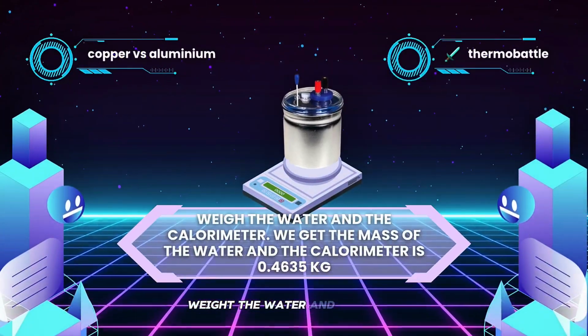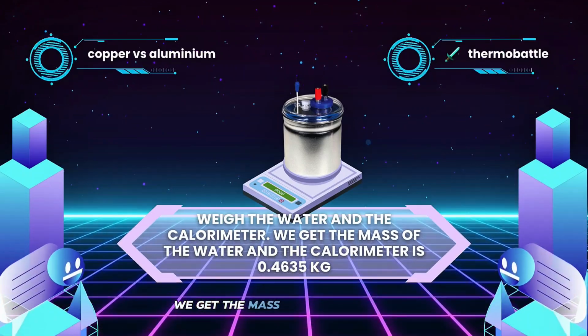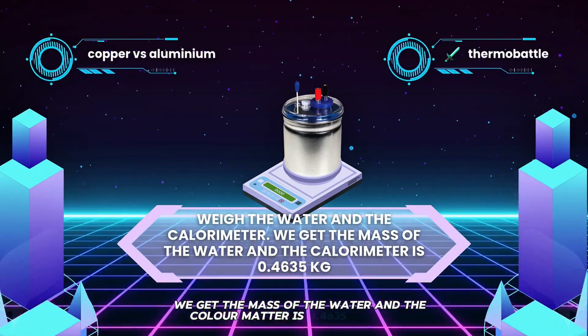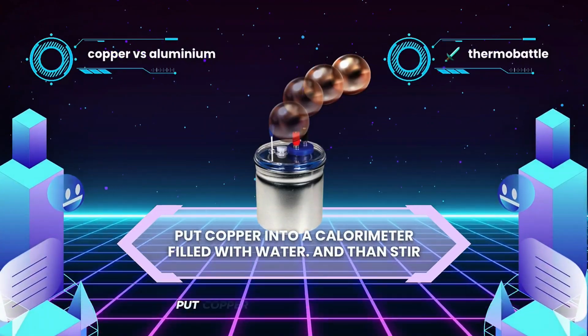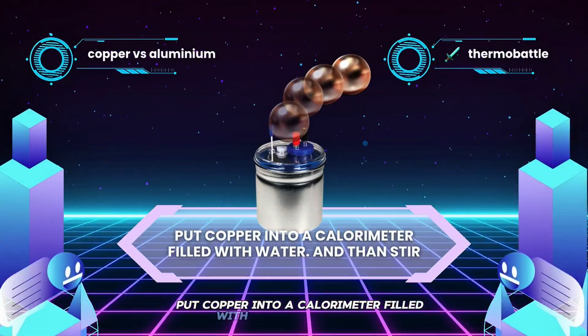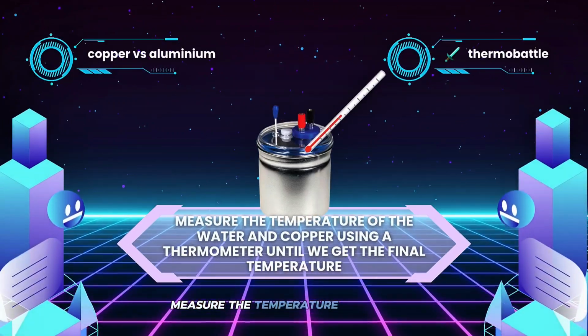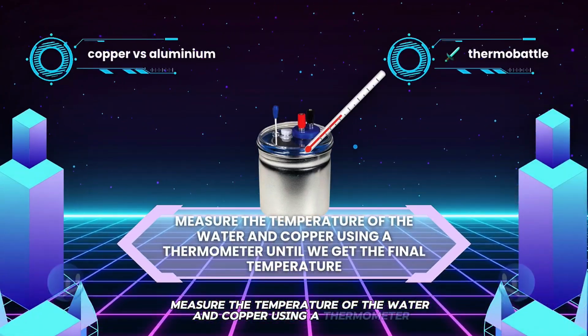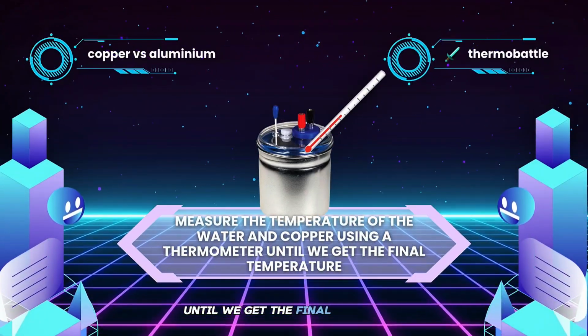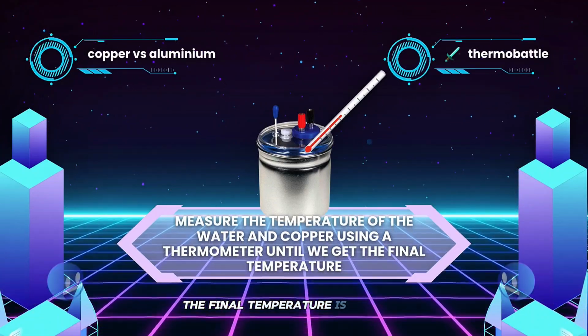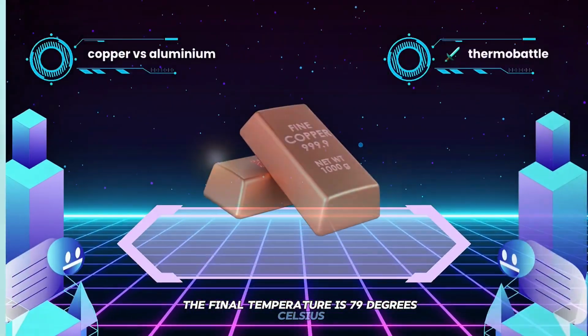Weigh the water and the calorimeter. We get the mass of the water and the calorimeter is 0.4635 kg. Put copper into a calorimeter filled with water and then stir. Measure the temperature of the water and copper using a thermometer until we get the final temperature. The final temperature is 79 degrees Celsius.